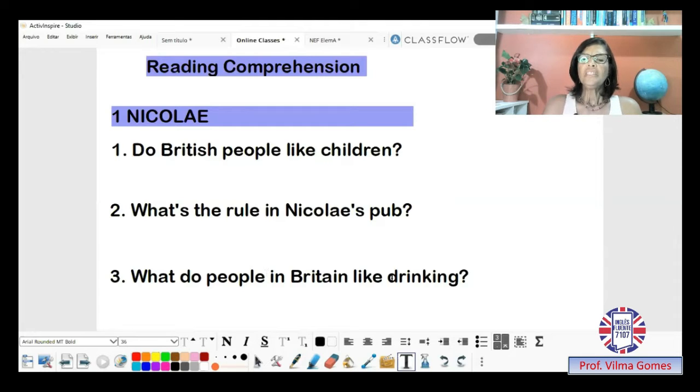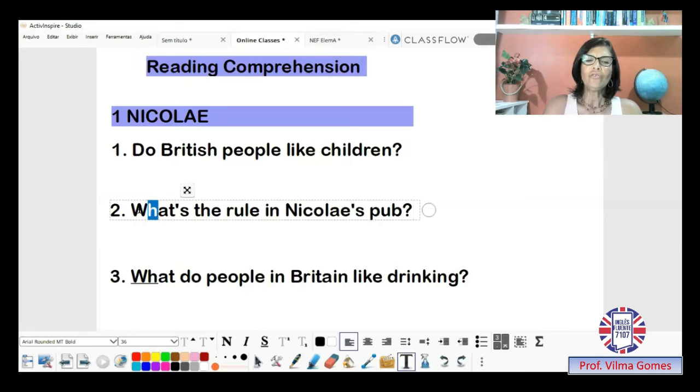Do the people in Britain like drinking? As pessoas na Grã-Bretanha gostam de beber? Está bem. O que elas gostam de beber? Começou com o quê? With a WH question. Então, it's an information question. What? O que as pessoas lá na Grã-Bretanha gostam de beber?